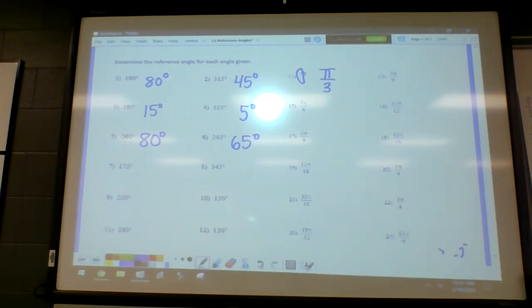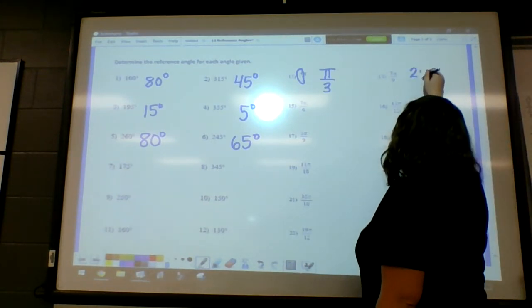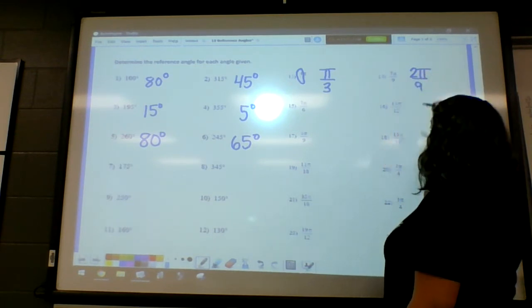All right, 7 pi over 9. So don't focus so much on the pi, right? 7 over 9. Is 7 over 9 closer to 1 or closer to 2? Closer to 1. And how far away from 1 is it? It's 2 over 9 away, right? So its reference angle is 2 pi over 9.